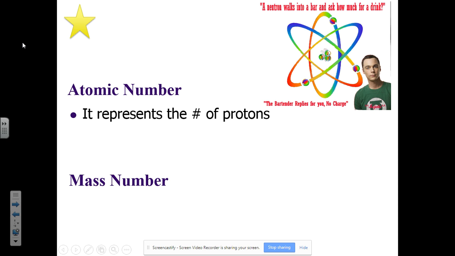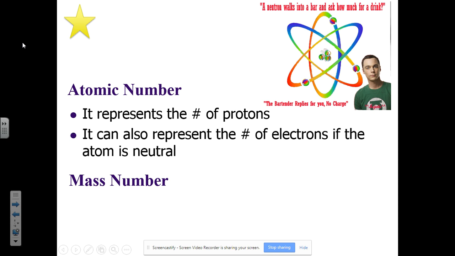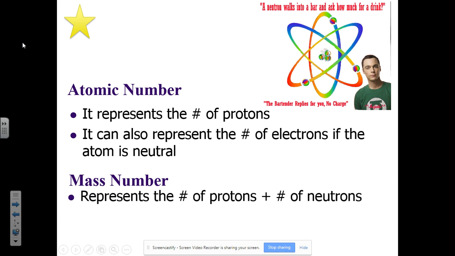Okay, so first of all, you will want to begin taking notes here. Atomic number represents the number of protons. And it also can represent the number of electrons if we have a neutral atom. Mass number represents the number of protons plus neutrons. So we're going to discuss what components make up the mass of an atom in just a few minutes here.